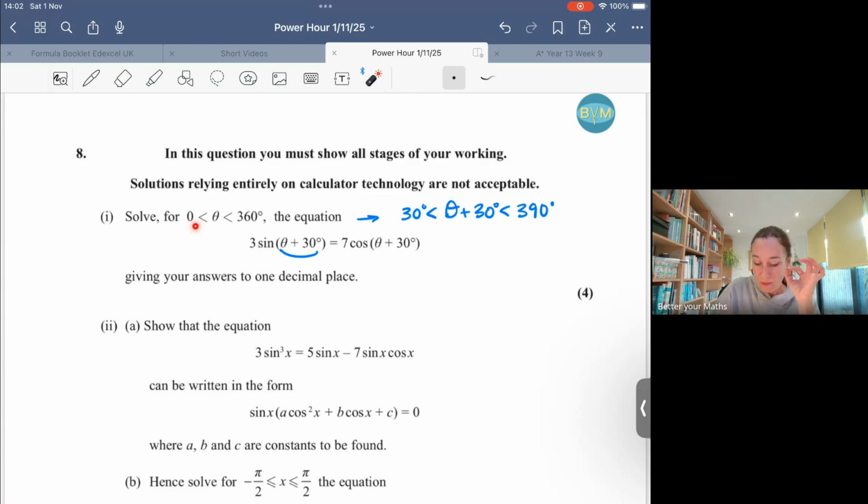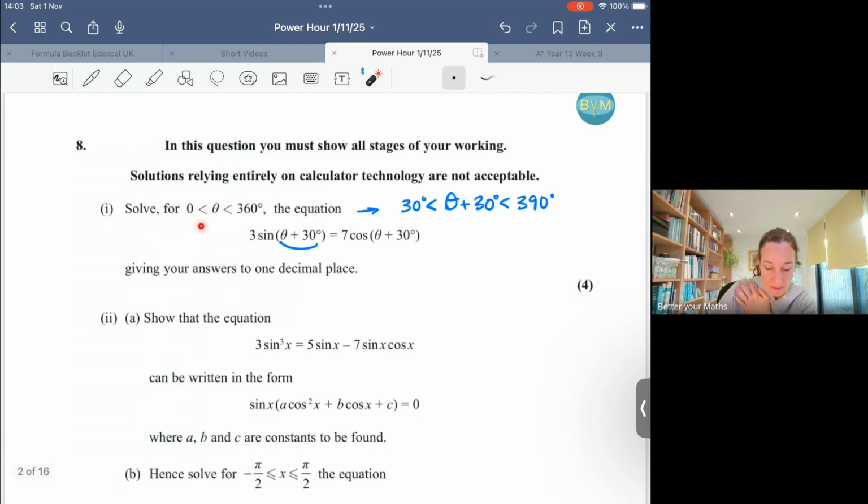And I would be careful when they don't include the equal here, because it could be that one of your answers is 360 or 0, but you don't want to include them in your answers. Yeah, so be careful, because some questions won't include the equal. Be mindful of that. Now, we are going to solve this equation for theta plus 30, find all the solutions, and then subtract 30 to have theta.